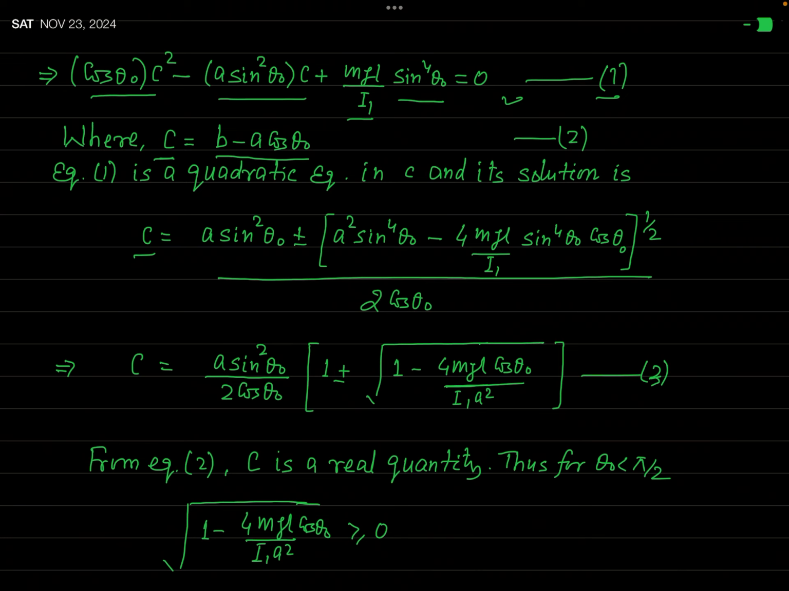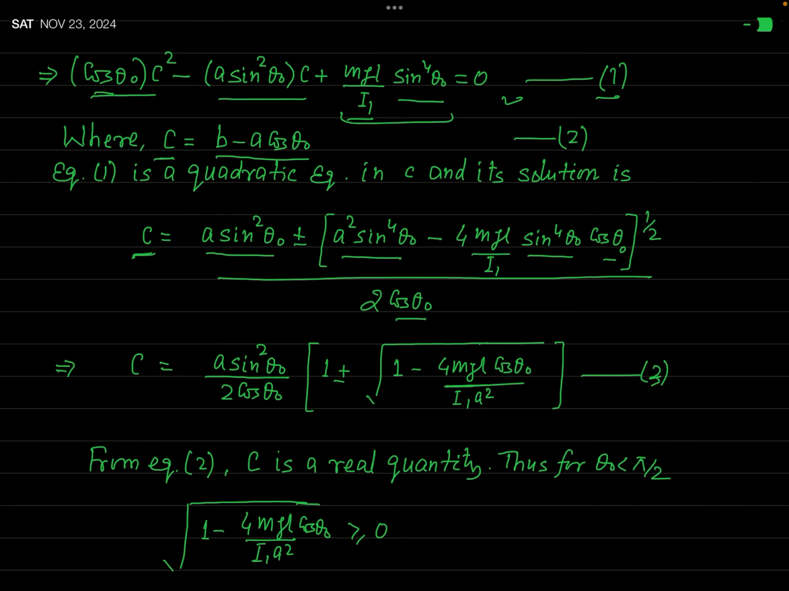Utilizing that very formula for the roots of a quadratic equation, what will be the values of c? At the place of b, you can see there is minus a sine square theta naught. So minus minus will become plus. So this is a sine square theta naught plus minus root over b square, so this will be a square sine 4 theta naught minus 4ac. a is cos theta naught and c is this much. So this is 4 mgl over I1 times sine 4 theta naught times cos theta naught, whole to the power half, and divided by 2a. a is cos theta naught.